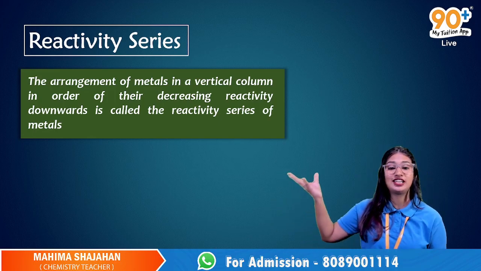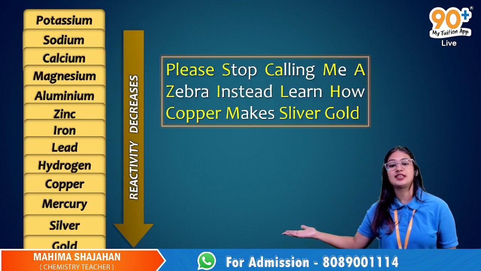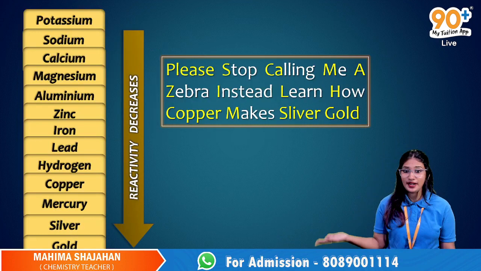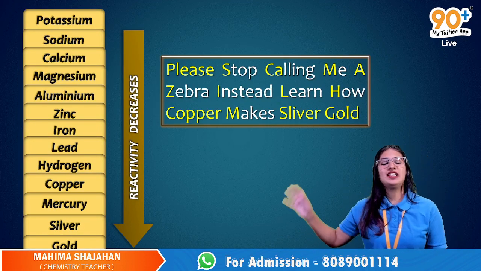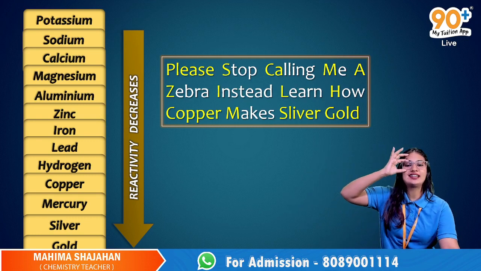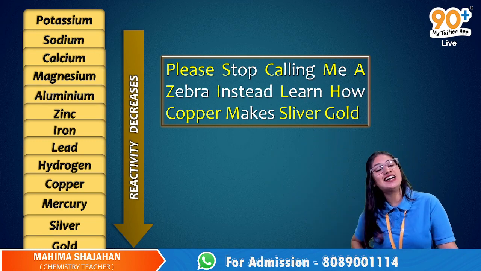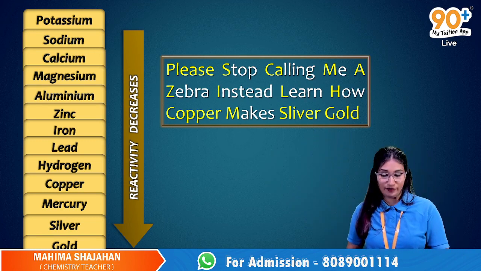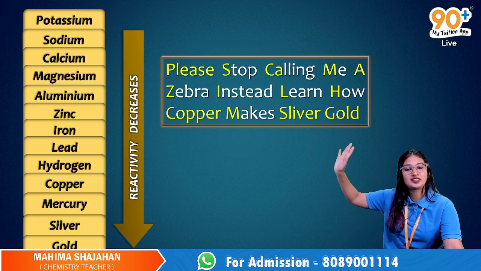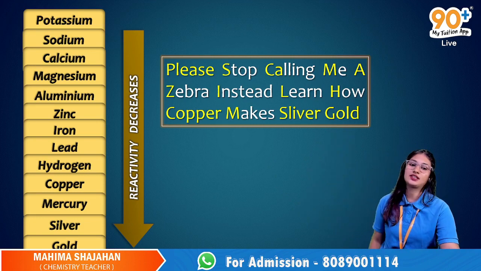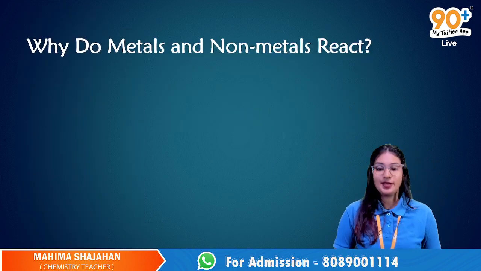So here I have the reactivity series of metals. And to study this, we have a mnemonic. What is it? Please stop calling me a zebra. Instead, learn how copper makes CSG: silver, gold. You're already thorough with the mnemonics, I know that. So we have studied the mnemonics and the reactivity series, and we should do the questions accordingly. Simple.